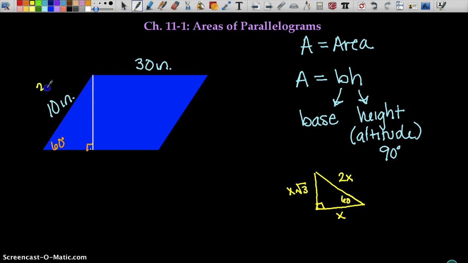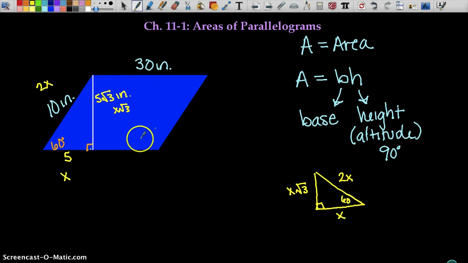So this is our 2x side, which means this is our x side. So that means this part is 5. And then this would be our x root 3 side. So this part is 5 root 3. And of course, inches. Okay?